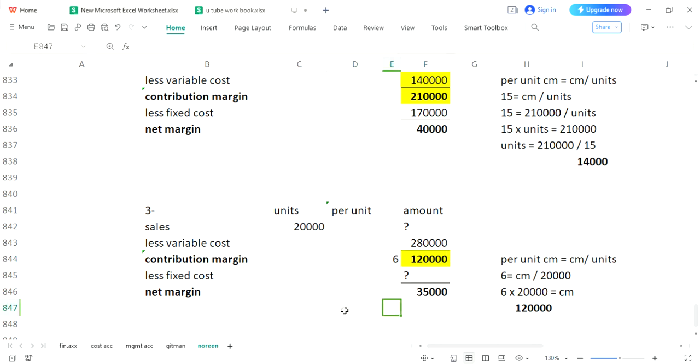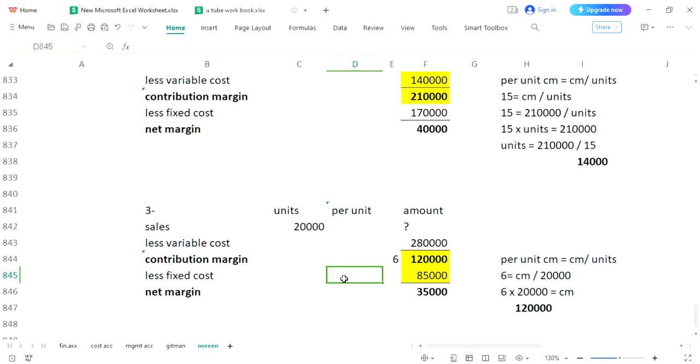Okay, this is also a question mark. Fixed cost is unknown, but we do know if the missing figure is in between two known elements, we just take the difference. So how will we calculate this amount? Difference between contribution margin and net margin. Your contribution margin was 1,20,000 and your net margin is 35,000. This way your fixed cost, which was unknown, has now been calculated.